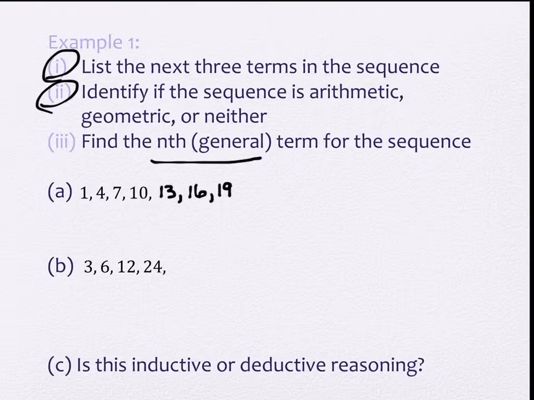13, 16, 19. What's the pattern? I just mean generally. I didn't ask this in the process, but what is the pattern you're seeing? Adding 3, right? You're adding the number 3. So because that's your pattern, that should help you to answer part 2 of the question. What is this, arithmetic or geometric? It is arithmetic. Okay, we'll come back to part 3 in a minute.